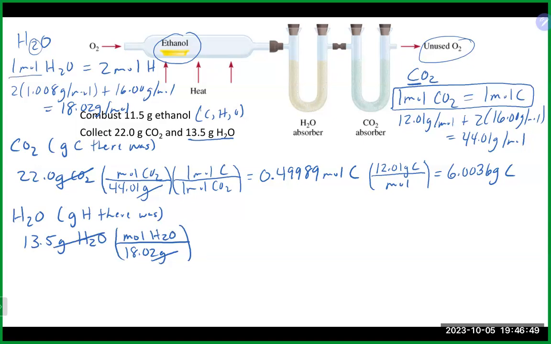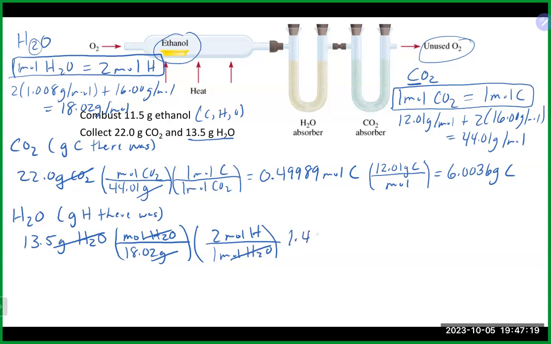And now we could use our relationship from the formula to go from water to just hydrogen in this case. And that is 1 mole of water gives us 2 moles of hydrogen in this case. The moles of water will cancel. I am again going to get a number here, 13.5 times 2 divided by 18.02. Going to give us 1.49834 moles of hydrogen.